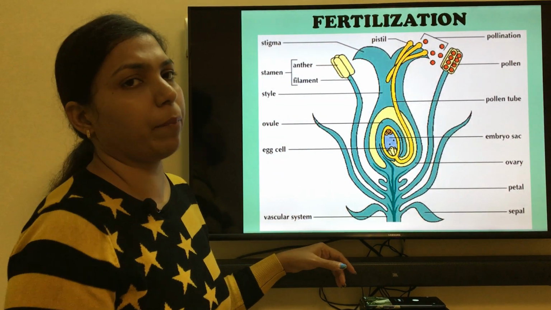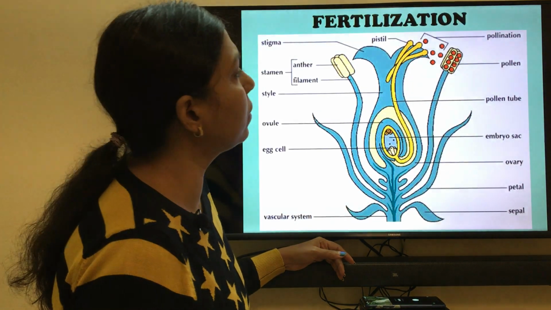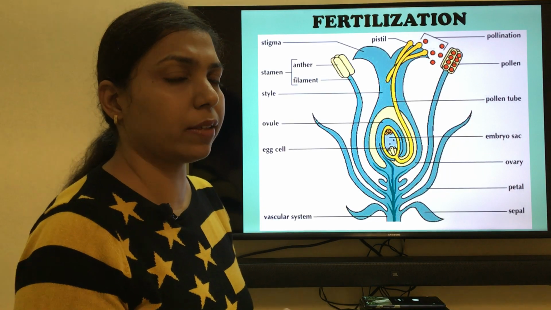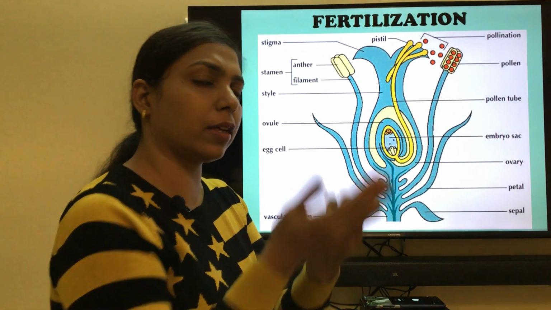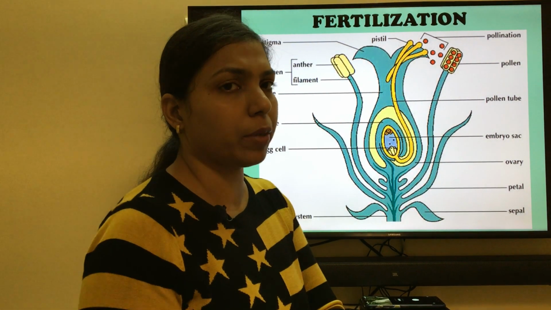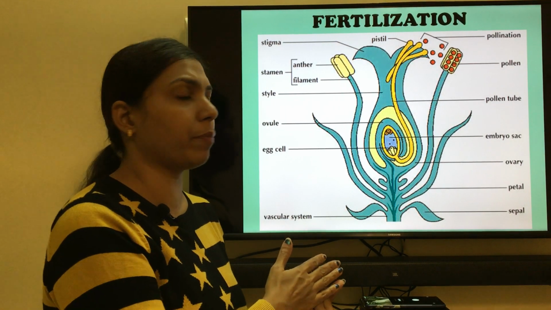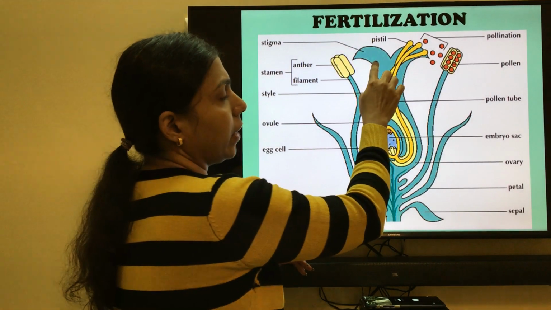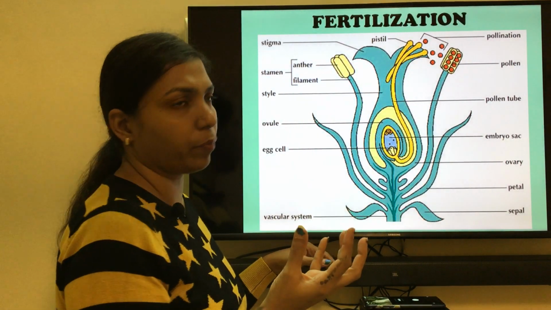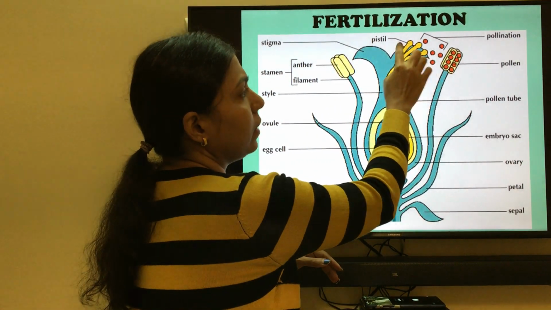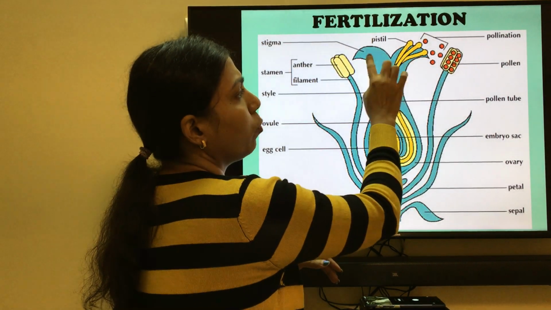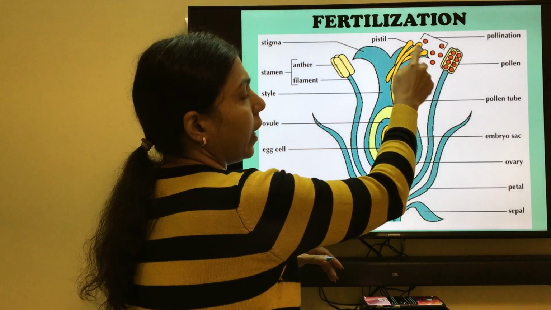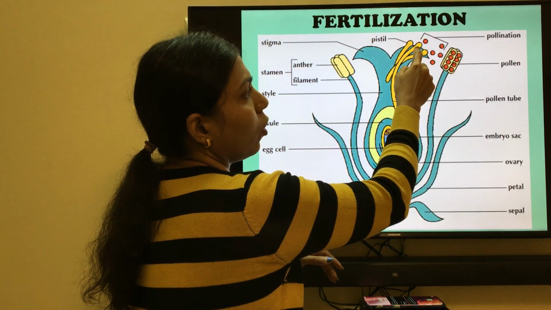The next step after pollination is fertilization. What happens after the pollen grains move from the anther to the stigma, from the male reproductive part to the female reproductive part, when the pollen grain reaches the stigma? Okay, as I said, the stigma is very sticky. The pollen grain gets easily stuck on the stigma. The blue part you see over here, that is your stigma. The yellow parts over here, that is your pollen grains.